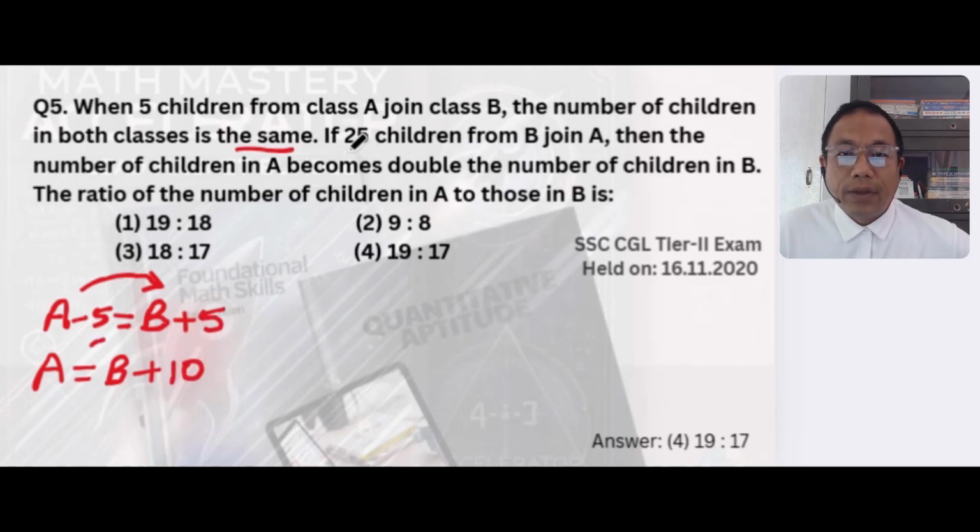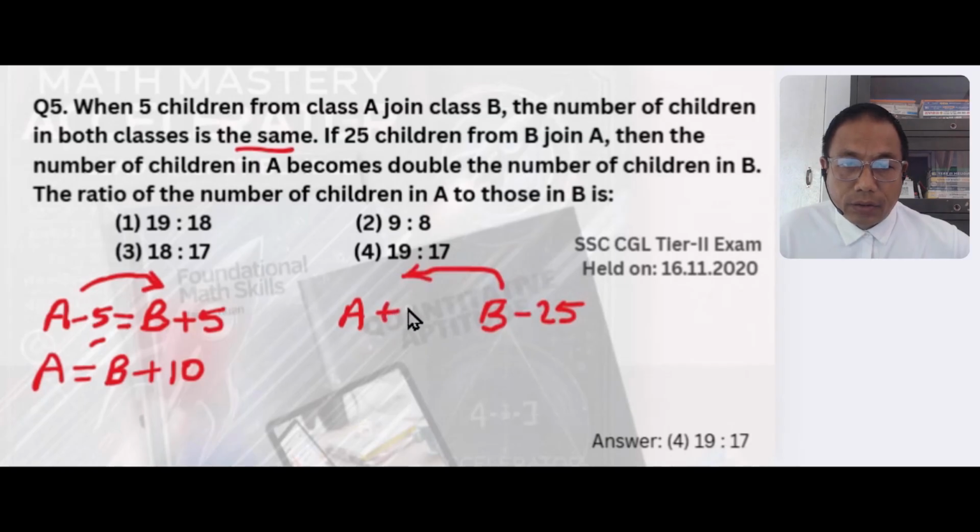Next line, if 25 children from B join A, from B, 25 of them join A, minus 25, and here plus 25.